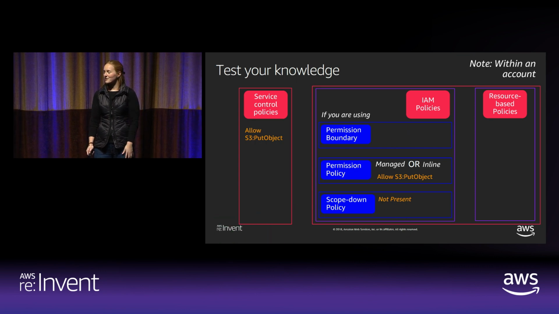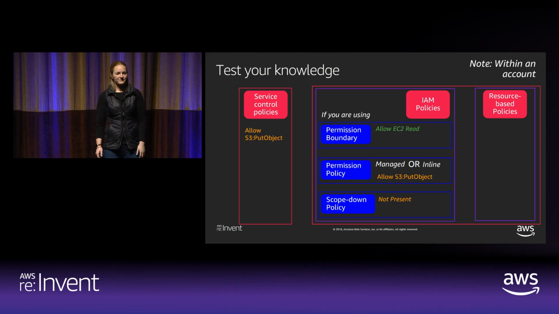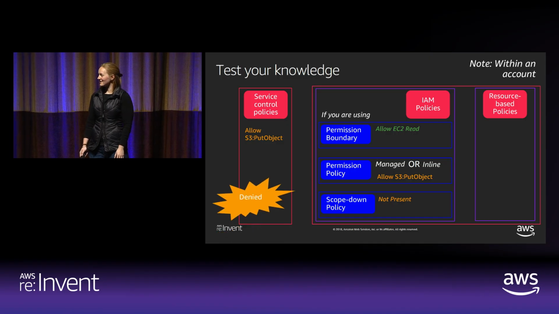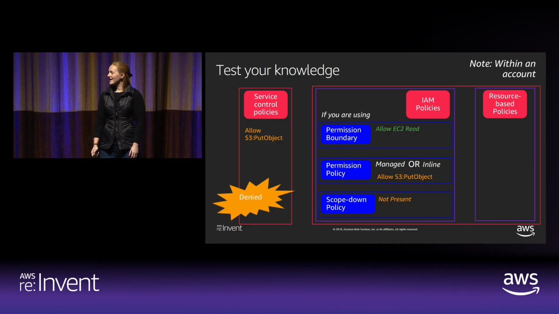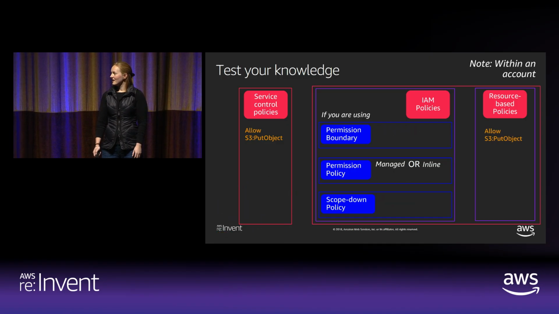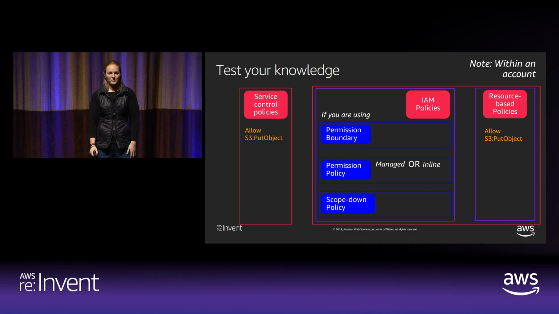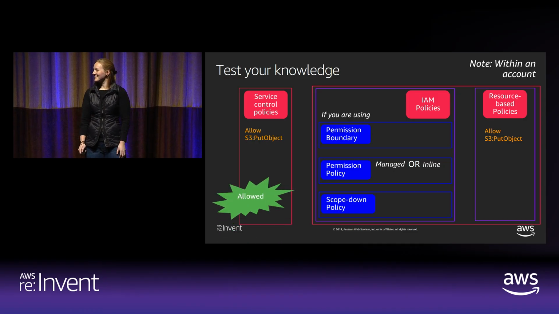So now I'm going to put a permission boundary on. And I'm going to say only allow EC2 read. What's my answer? Denied. Ooh, this room got smart. All right, next one. I only have allow S3 put object on the resource policy, like on a bucket policy. What's the answer? Ooh, this one's good. All right.